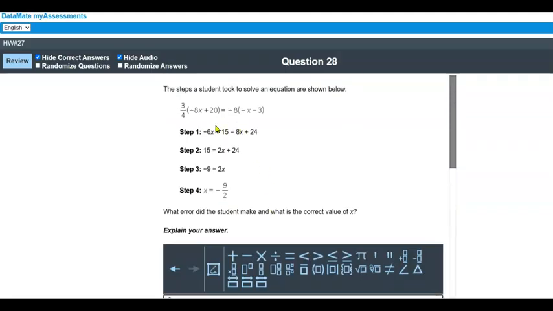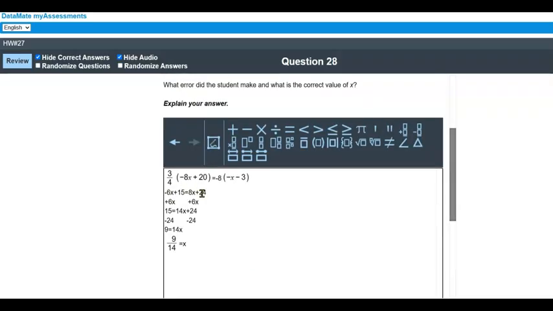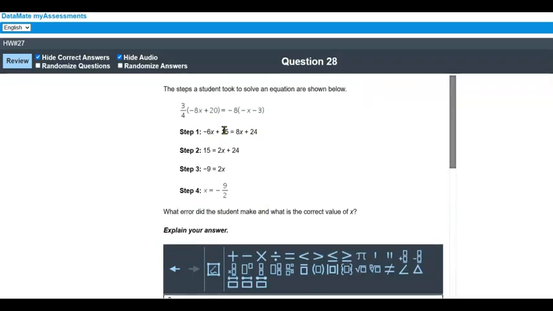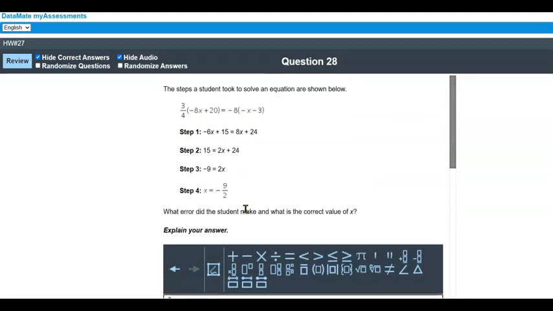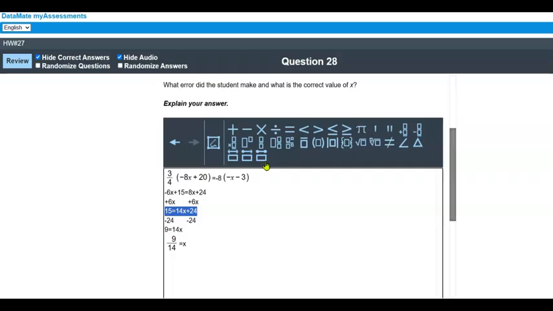Let's see. So negative 6x plus 15, we got negative 6x plus 15 equals 8x plus 24. Okay, so we agree with step number 1. And then step number 2, we got 15 equals 2x plus 24. Oh, and we got 15 equals 14x plus 24. So we know that there's a mistake in step 2.